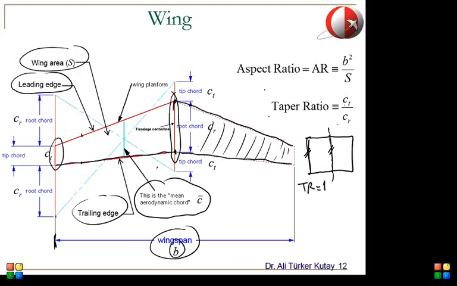Or if you have a triangular wing, then in this case the taper ratio is just 0, because the tip chord is 0. So for this one, the taper ratio is 0.